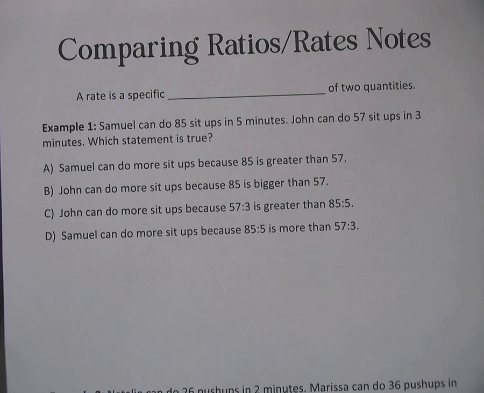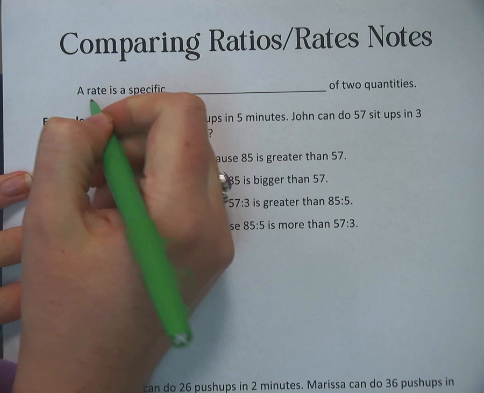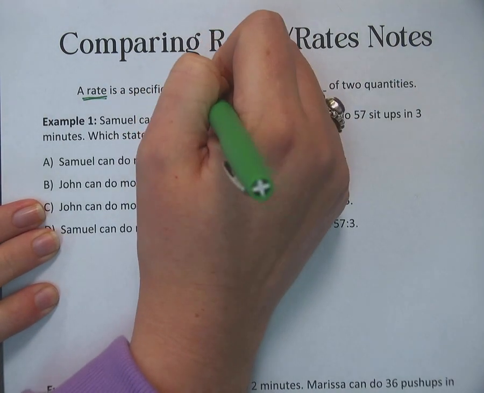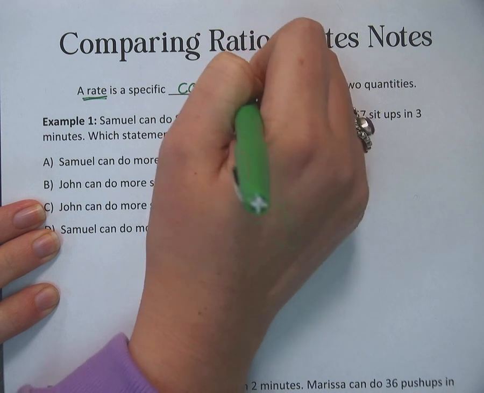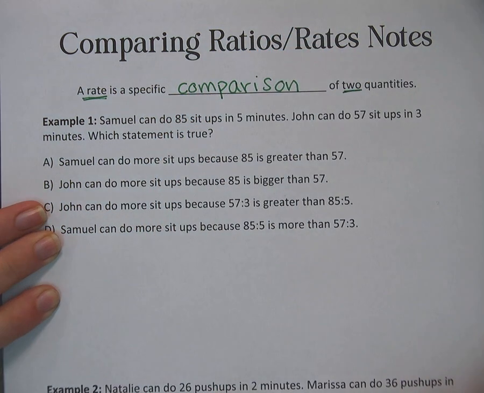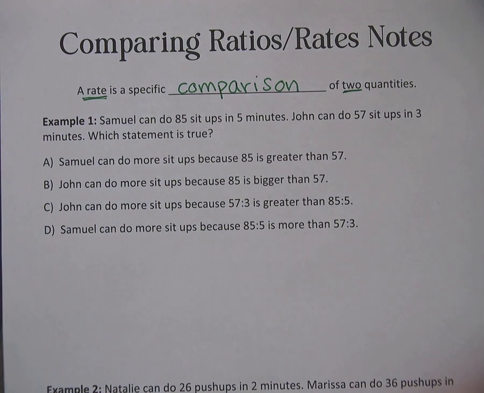We are going to look at comparing ratios, which are also called rates today. So the first thing we are going to do is talk about the vocabulary. A rate is a specific comparison. So we're going to compare two different quantities. So we're going to compare two different things when we're talking about rates.